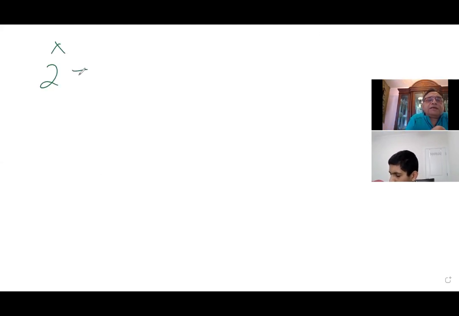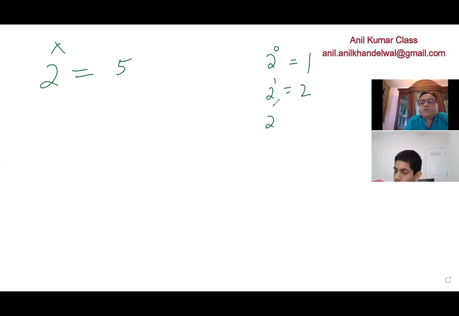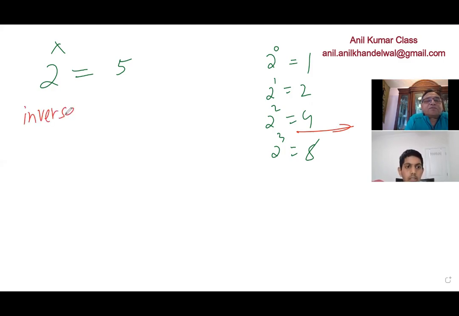Let's move forward. 2 to the power of x, let us make it 5 this time. We want to find x. We know 2 to the power of 0 is equal to 1, 2 to the power of 1 is 2, 2 to the power of 2 is 4, 2 to the power of 3 is 8. Oh, where is 5? Somewhere in between. How do I get this answer? This is very difficult to figure out, simply because we do not have the inverse of this function, right?